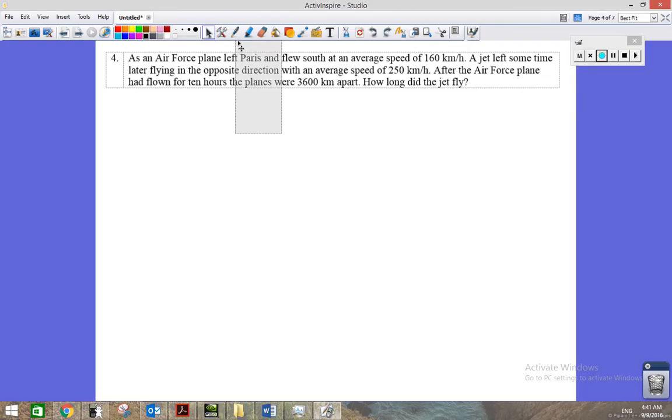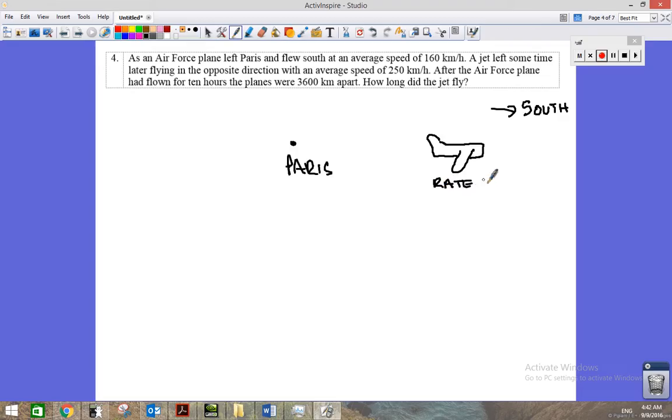So we have Paris, and we have this smaller plane, and it's flying south, and its speed, its rate, is 160.